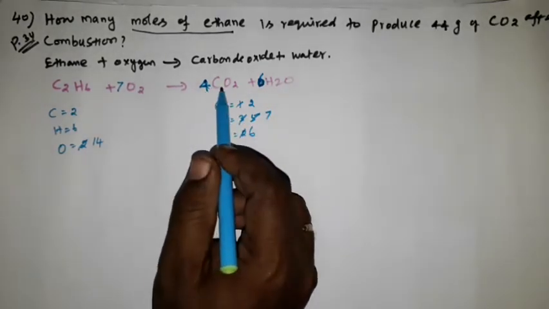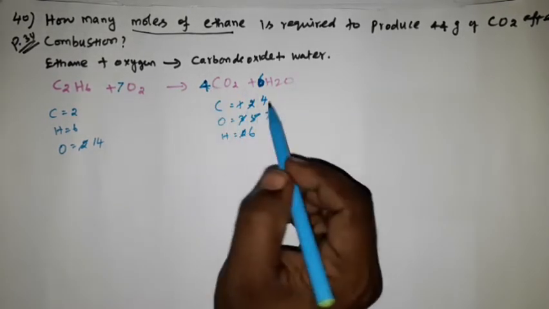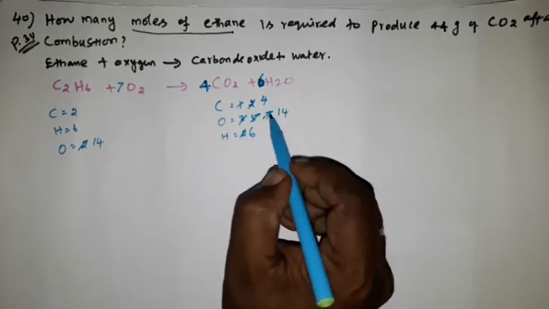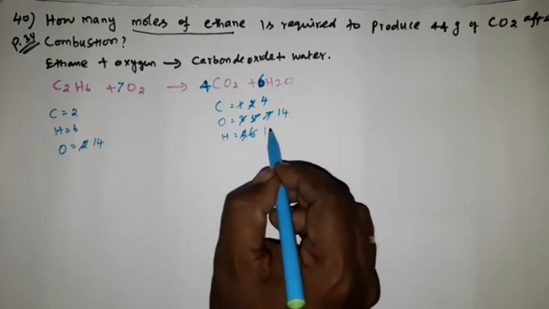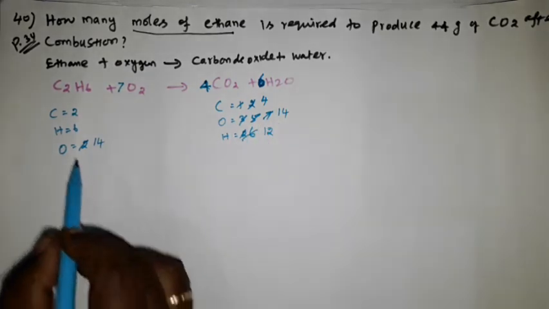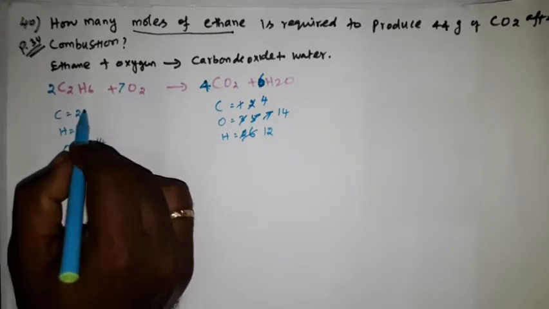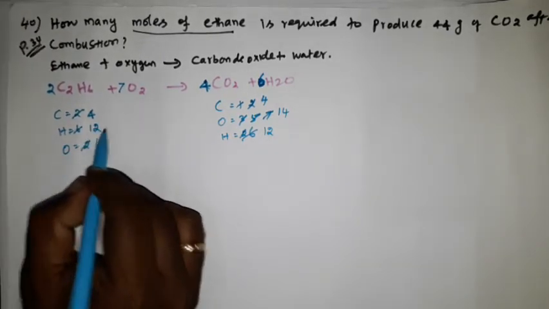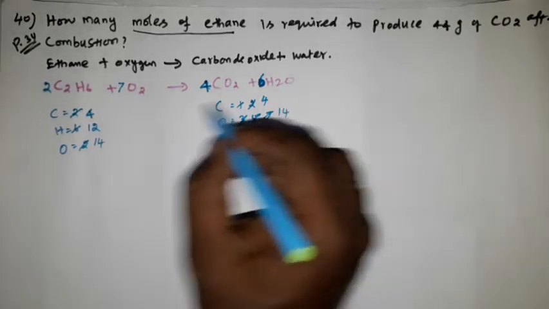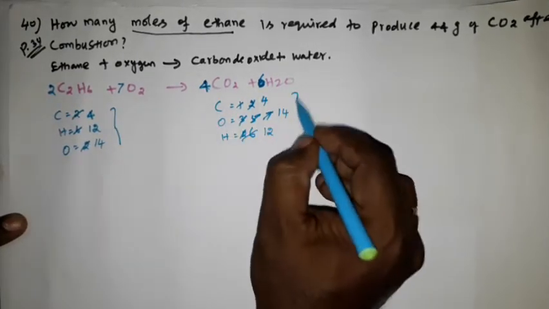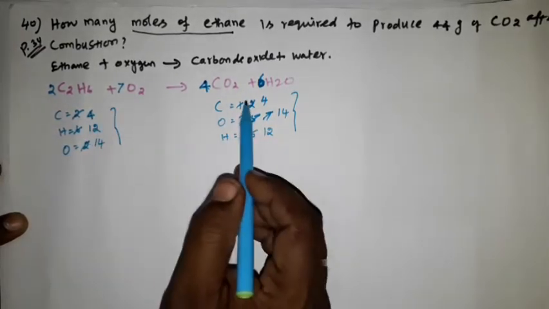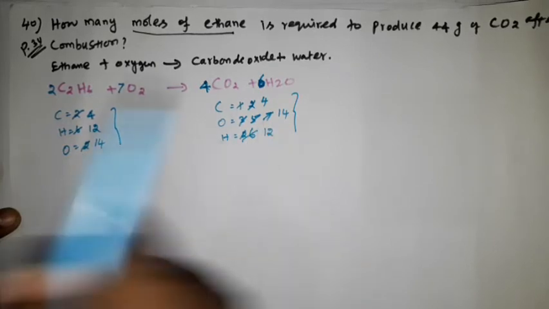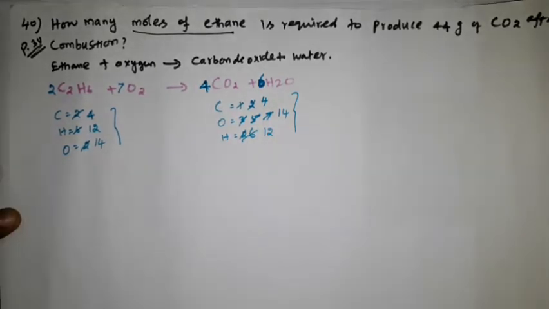Now you see 4 carbon, then oxygen 8 plus 6, 14 oxygen, then 12 hydrogens. Now add 2 here, 4 carbon, then 2 into 6, 12 hydrogen, then 14 oxygen. Now the equation is balanced. 4 carbon, hydrogen 12, here also 12 hydrogen, oxygen 14, here also oxygen 14. Now the equation is balanced.